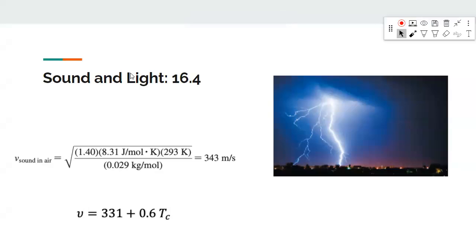Okay, so good to see everybody here today. We're gonna jump back in talking about traveling waves, starting off with some more information on sound and light.